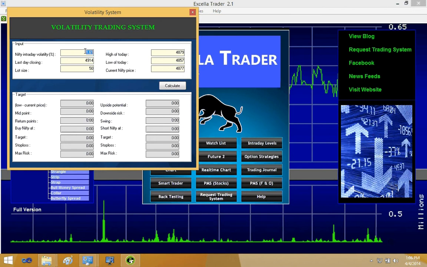The volatility system will help traders during intraday trading. For example, the trader has to put in only the last day closing, high of the day, low of the day, and current Nifty price. We are talking about Nifty. You can take any other futures, then it will show you, if you are taking the long call, what will be the maximum risk, and if you're taking the short call, what will be the maximum risk.